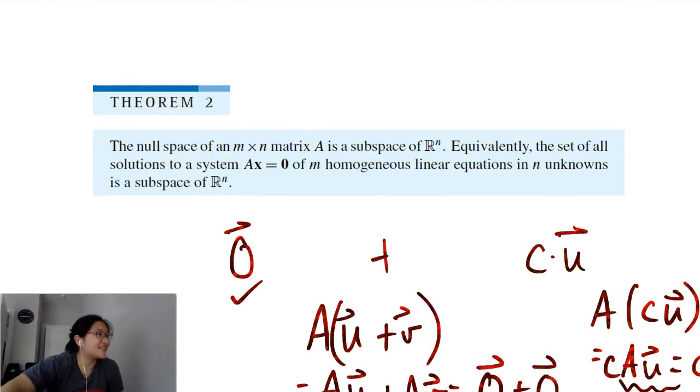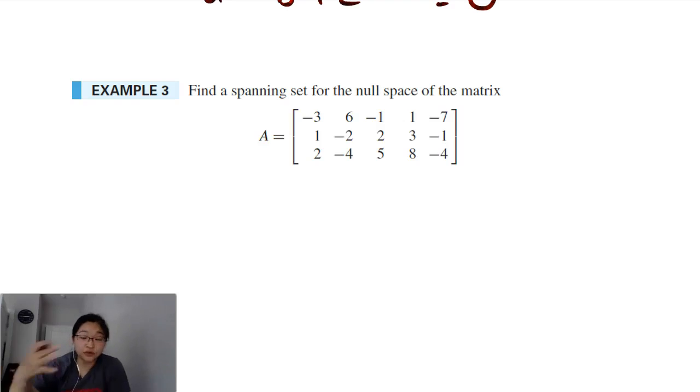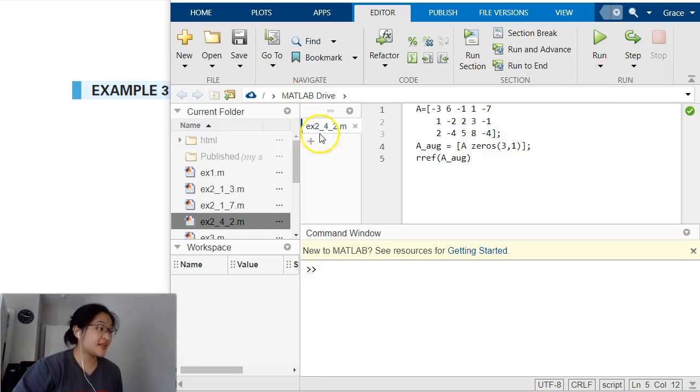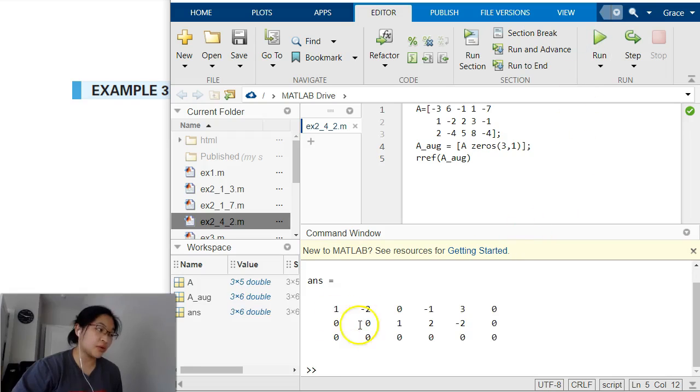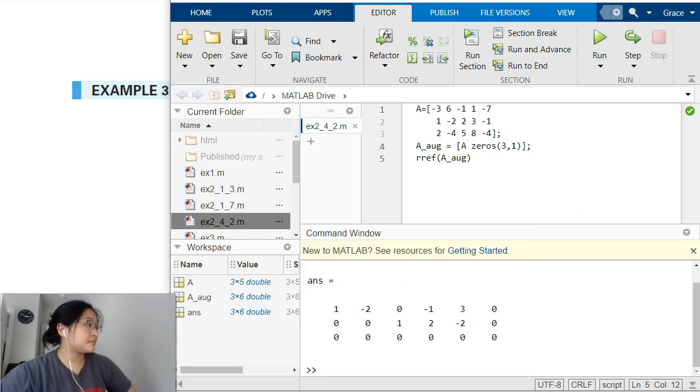Lovely. To find a spanning set for the null space of this matrix, pause the video and try it out. I'm going to use MATLAB. So never mind that I numbered this wrong. It's fine. So I have my matrix A, and then I made an augmented matrix A with a column of zeros, and so we're going to row reduce that and see what happens, and there we go. So we have our general solution that we can write from here.